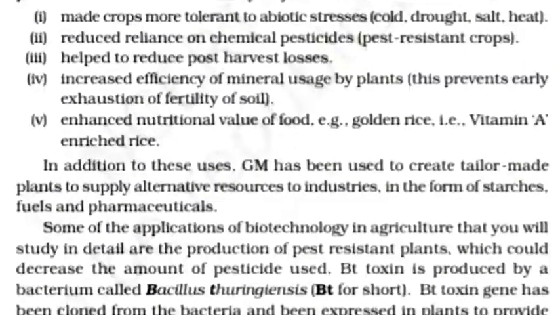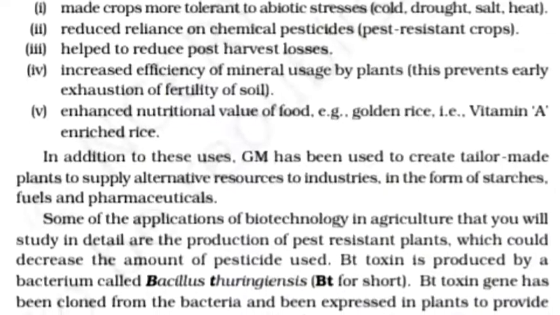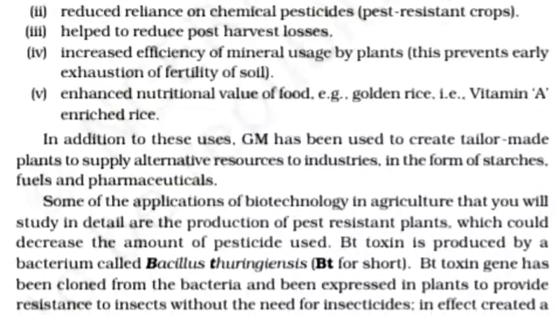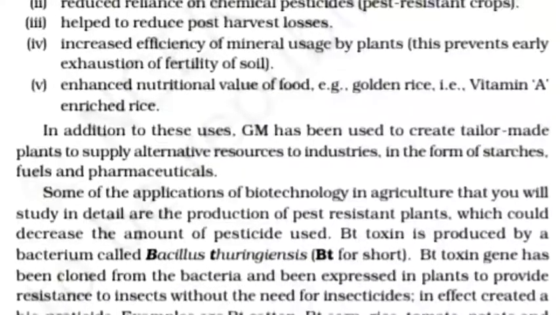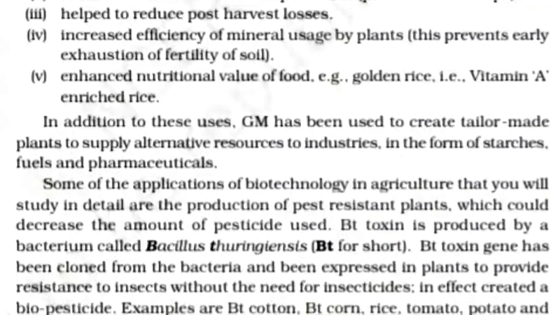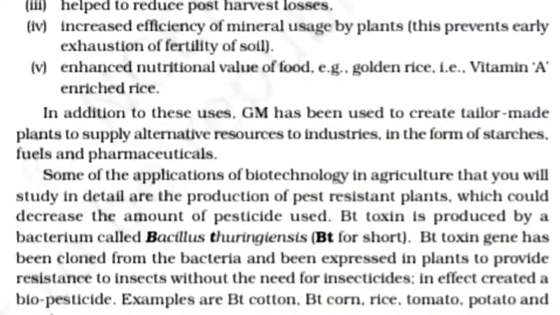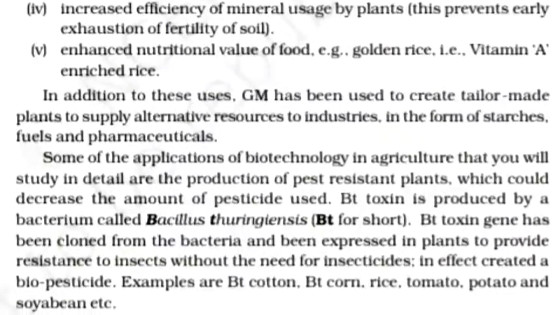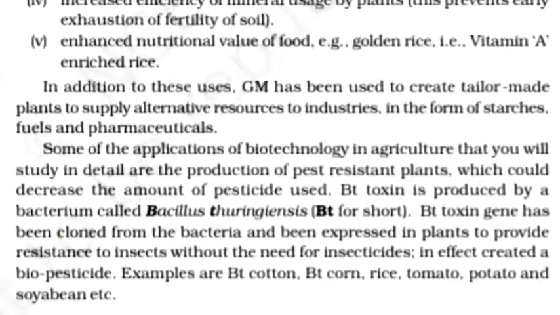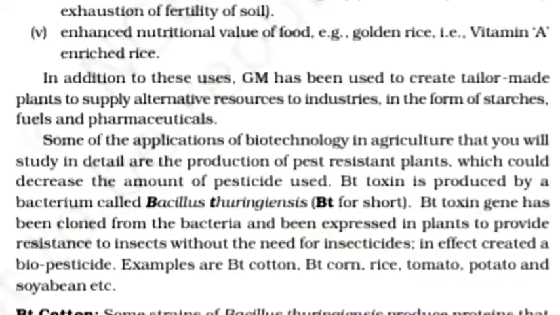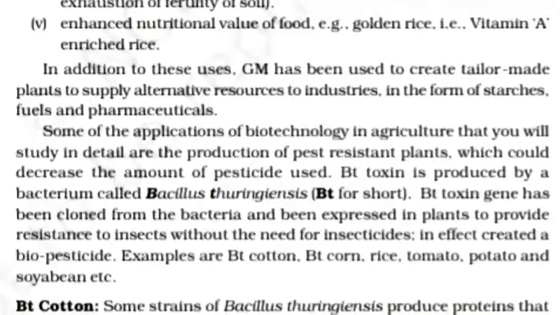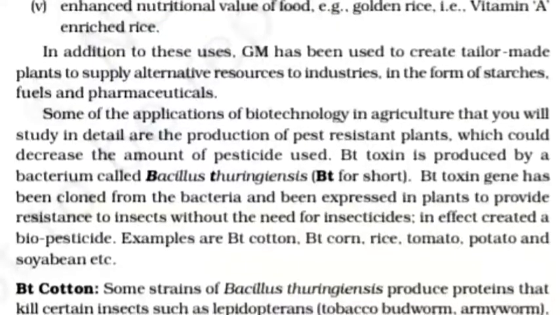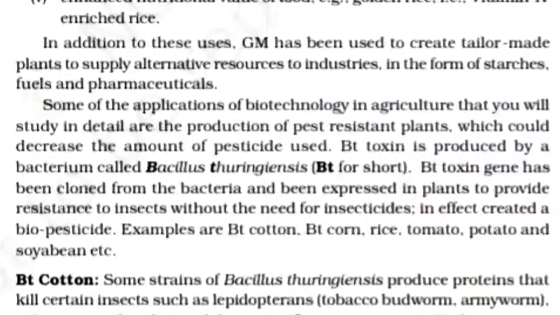Some of the applications of biotechnology in agriculture that you will study in detail are the production of pest-resistant plants, which could decrease the amount of pesticide used. Bt cotton is produced using a bacterium called Bacillus thuringiensis, Bt for short. Bt toxin genes have been cloned from the bacteria and expressed in plants to provide resistance to insects without the need for insecticides. In effect, creating a biopesticide. Examples are Bt cotton, Bt corn, rice, tomato, potato and soybeans, etc.